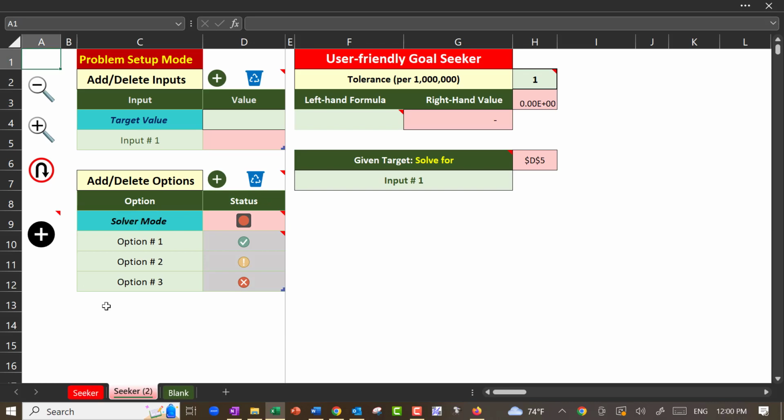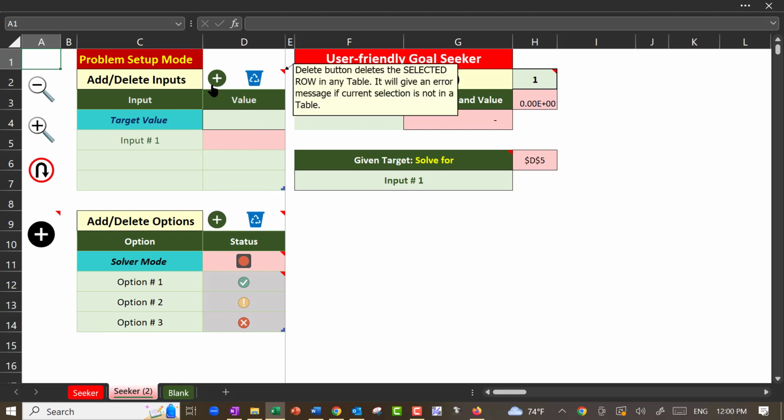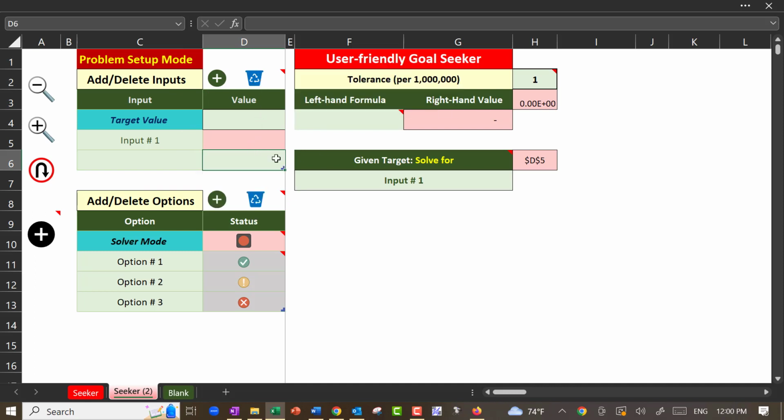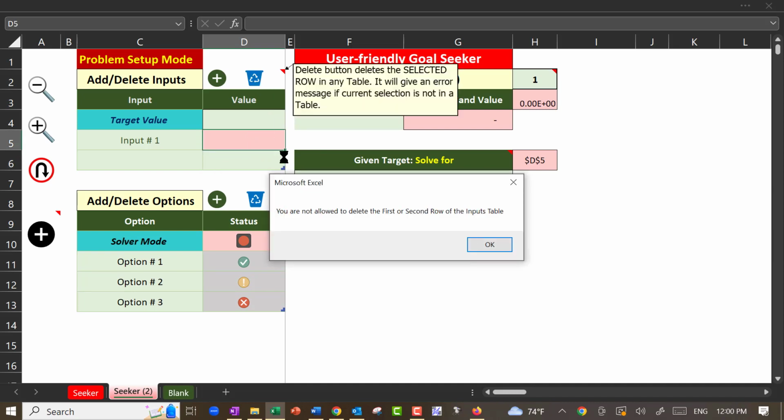Okay, my equation has 3 inputs: the interest rate, the money that I start with, and time, right? So I'm going to put 2 inputs. If you put too many, just click on one other than the first one and click on delete, okay? In fact, it's not even going to allow you to delete that one because I want to keep at least 1 in there. And you cannot delete the row for the target either.